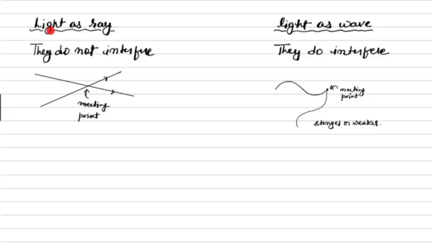In the previous chapters, we were taking light as a ray. They were going straight like a bullet. They do not interfere with each other. For example, one ray is going here and one ray is going here. And now see, here is a meeting point, right? They're meeting here, but nothing fancy is happening here.